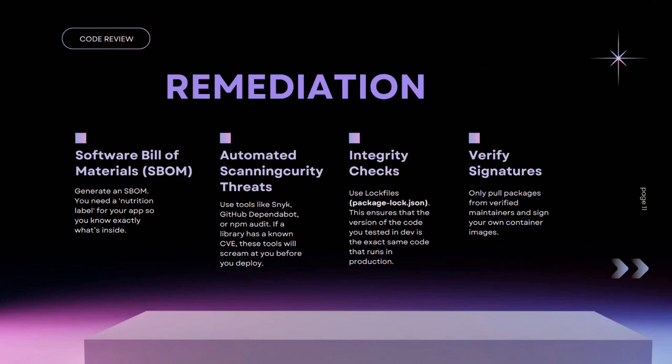Then, check the lock file. This ensures that the version of the code you test in dev is the exact same code that runs in production. And last but not least, verify signatures. Only pull packages from verified maintainers, and sign your own code and your own container images. That is how you fix it.